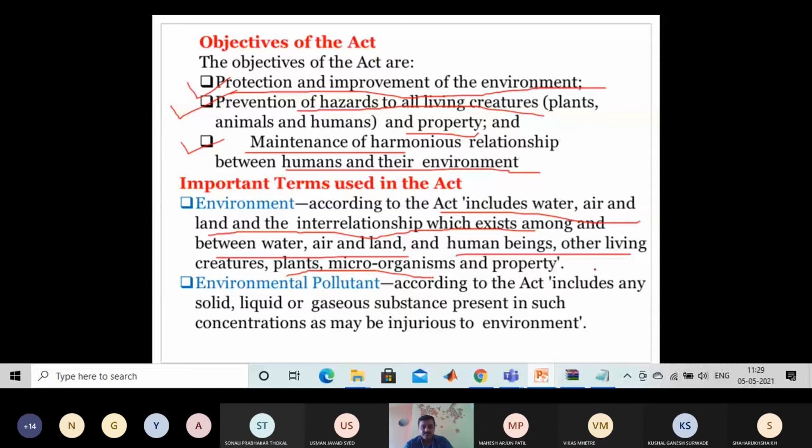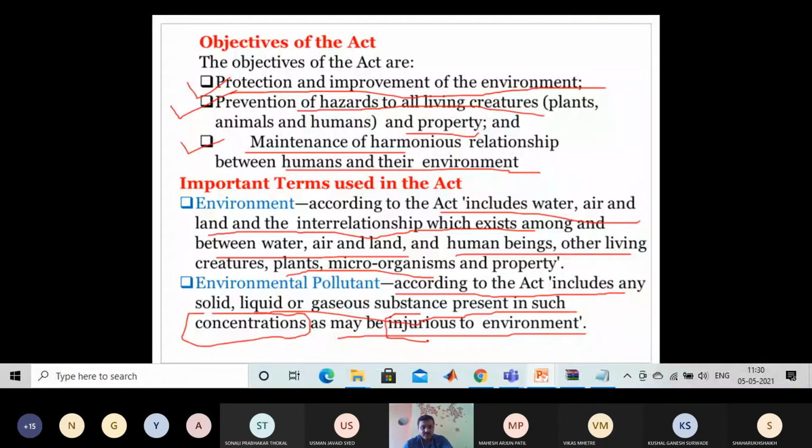Now, when you are dealing with the environmental pollutant, according to the Act, it includes any solid, liquid, or gaseous substance present in such concentration as may be injurious to the environment. Once you understand the definition of environment, what is the environmental pollutant? A pollutant is nothing but an agent which creates the harmful effect that is injurious to the environment. The concentration is also very important. If a small concentration is there, that is an allowable concentration. If the concentration increases above the limit, then we can say it is injurious to the environment.